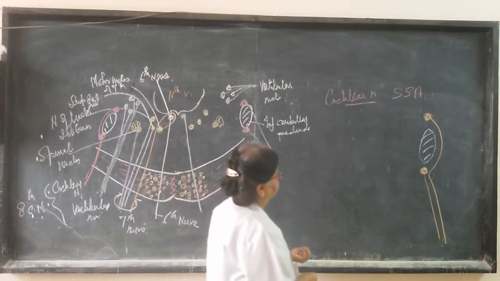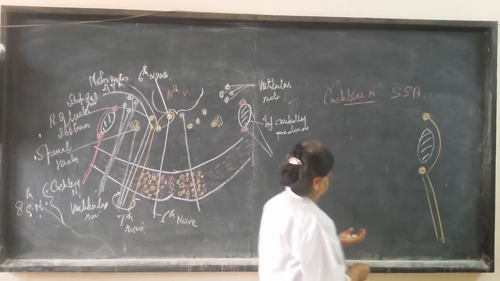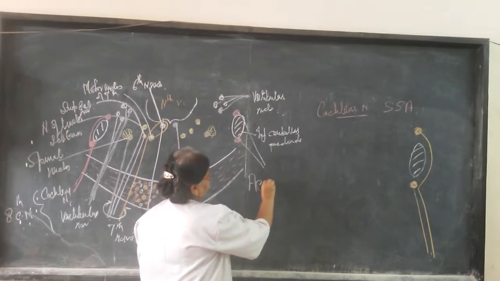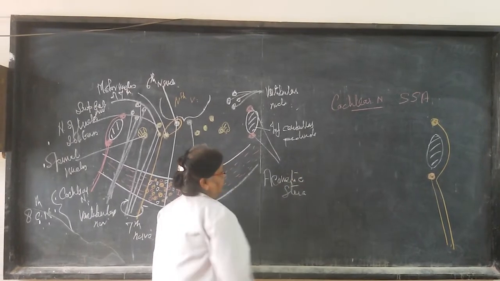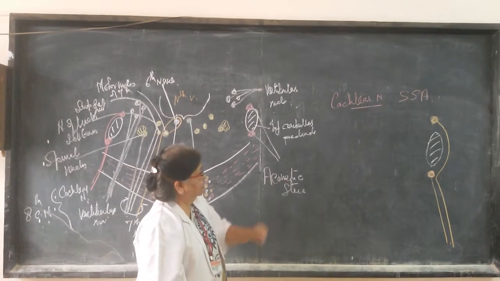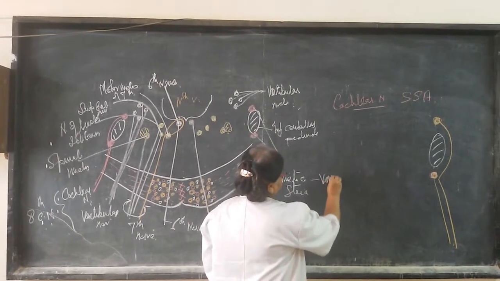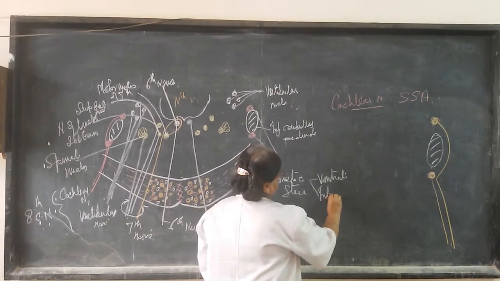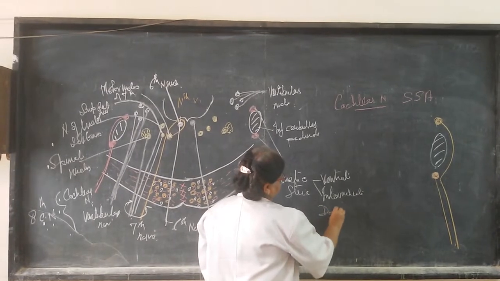Now the fibers which emerge from the ventral and dorsal cochlear nuclei are known as acoustic stria. They are in the form of three bundles: the ventral acoustic stria, intermediate acoustic stria and dorsal acoustic stria.